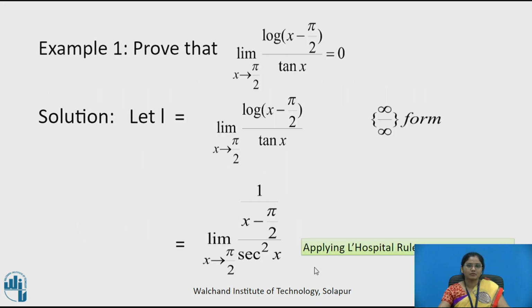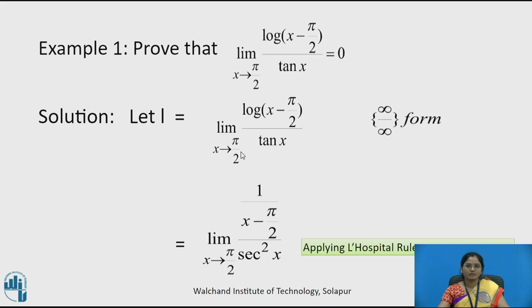Now students, note down the first problem. Prove that limit x tends to pi by 2 log of x minus pi by 2 upon tan x is equal to 0. Let I is equal to the given problem: limit x tends to pi by 2 log of x minus pi by 2 upon tan x.